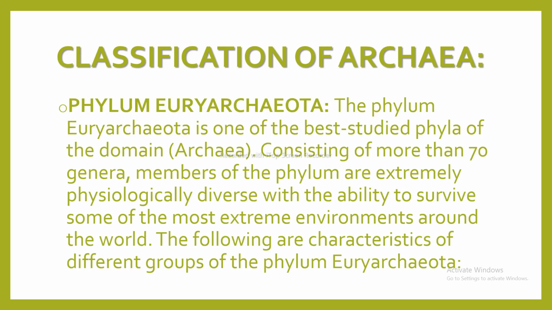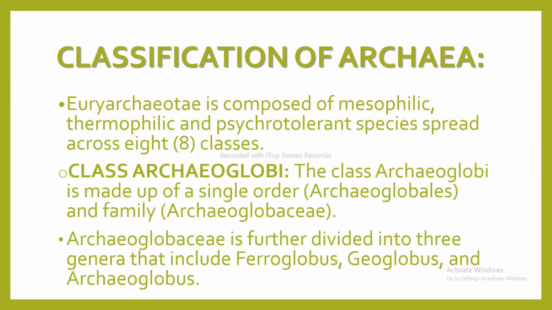The phylum Euryarchaeota is one of the best studied phyla of the domain Archaea, consisting of more than 70 genera. Members of the phylum are extremely physiologically diverse, with the ability to survive some of the most extreme environments around the world. The following are the characteristics of the different groups of the phylum Euryarchaeota. It is composed of mesophilic, thermophilic and psychrotolerant species spread across 8 classes.